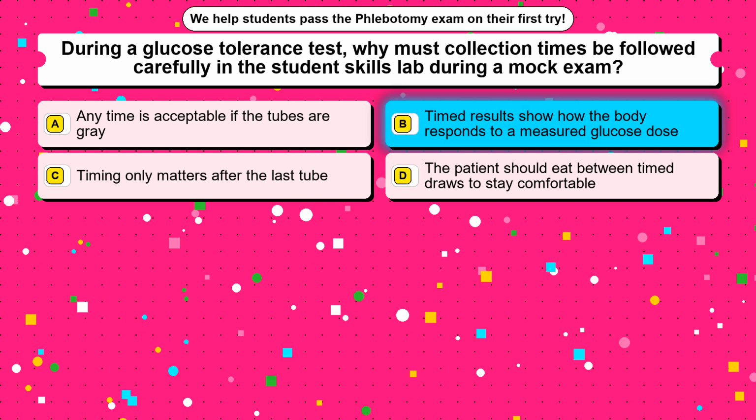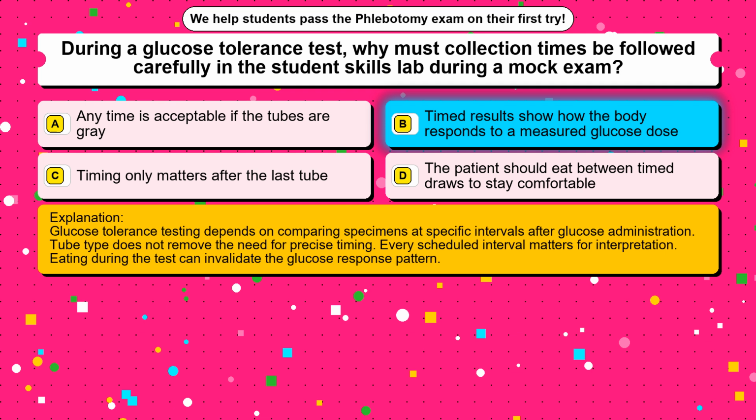The correct answer is option B. Timed results show how the body responds to a measured glucose dose. Glucose tolerance testing depends on comparing specimens at specific intervals after glucose administration. Tube type does not remove the need for precise timing. Every scheduled interval matters for interpretation. Eating during the test can invalidate the glucose response pattern.